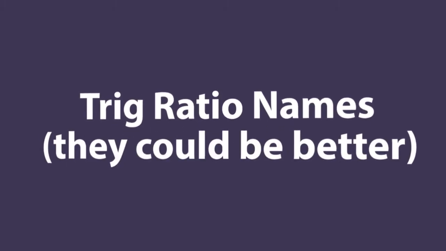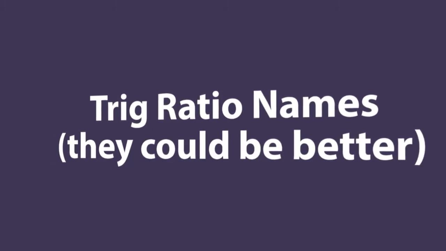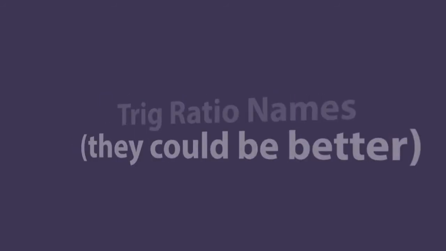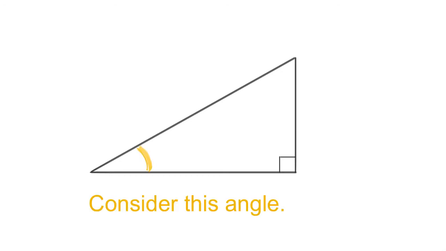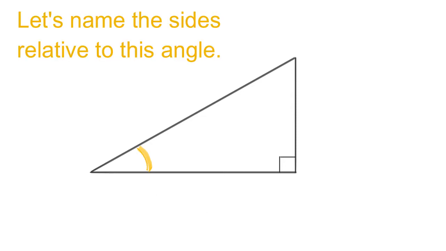Let's talk about trig ratio names. I think they could be better. Here we got a triangle, a right triangle, and we're going to look at a specific angle. And relative to this angle, we need to name our sides.